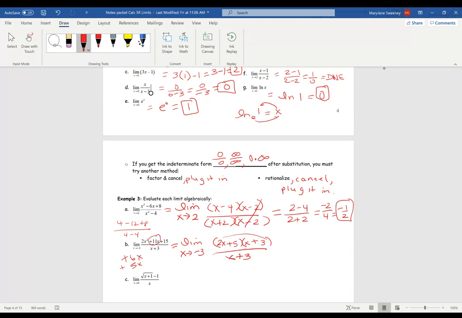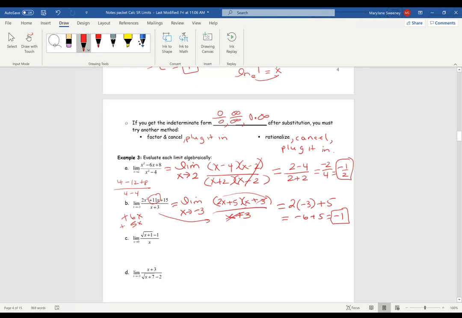Bring the x plus 3 from the bottom. Just bringing that over. Those cancel. And now we can plug in. So notice when I'm plugging in, that's when I'm actually doing the limit. I do not need to write limit anymore. But before then, I do need to write limit. So when you're plugging in, you don't have to write limit anymore.